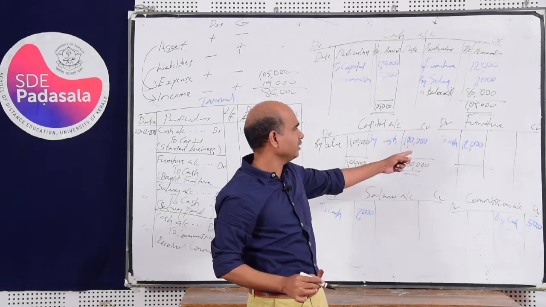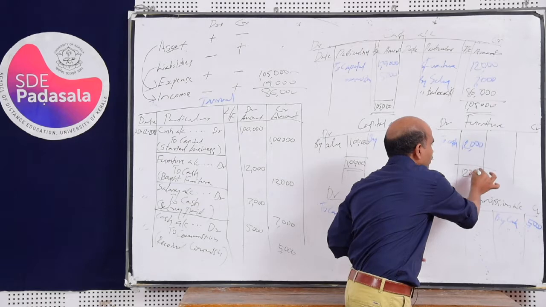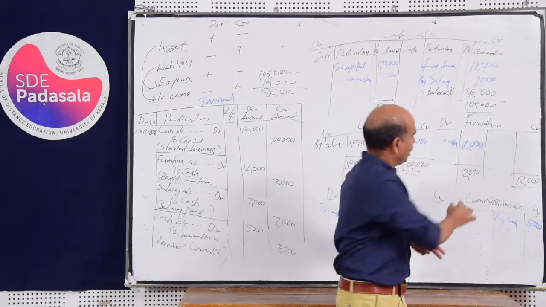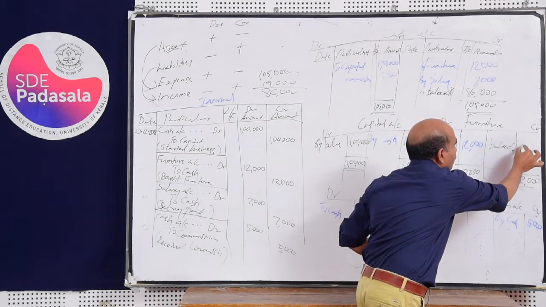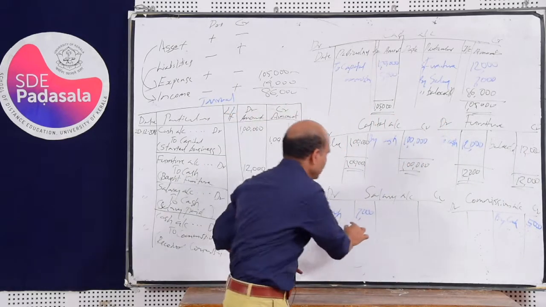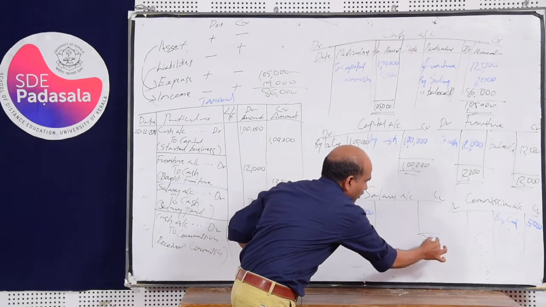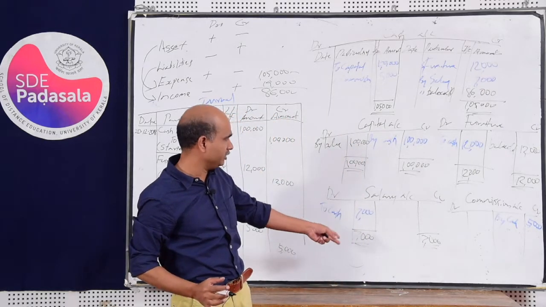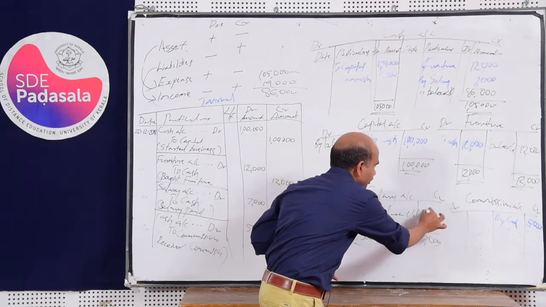In the case of furniture, left hand side is 12,000. So, the highest amount is 12,000. Highest amount should be written down here and the balance is 12,000. In the case of salary, the highest amount is 7,000. The highest amount should be written on both sides of that particular ledger, and here the balance is 7,000. Balance carried down 7,000.